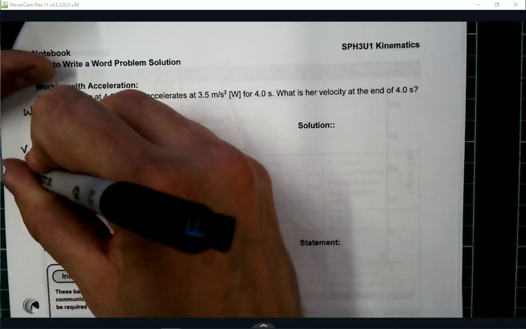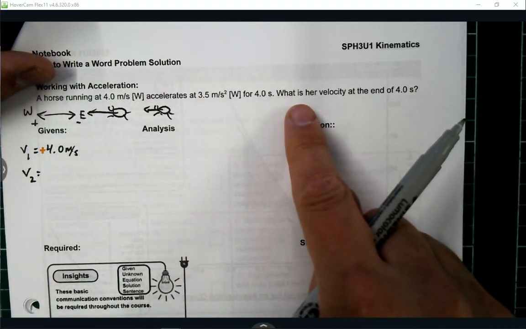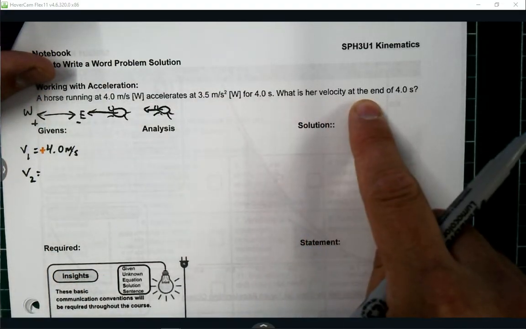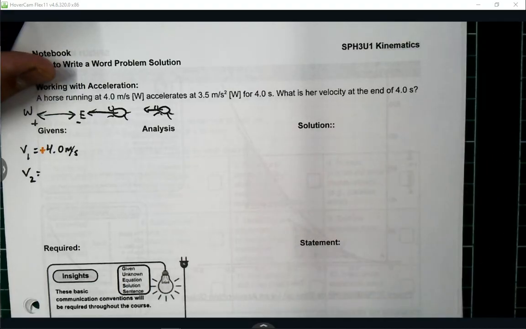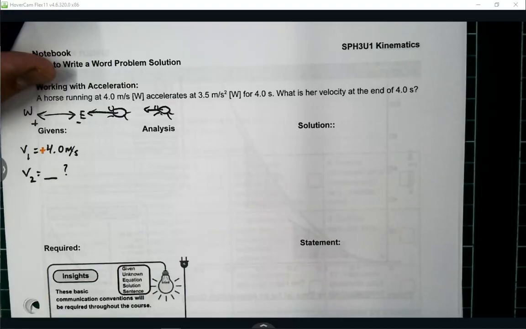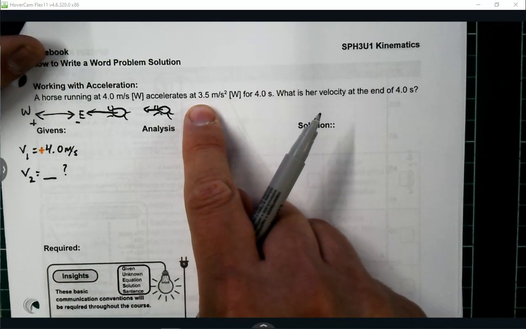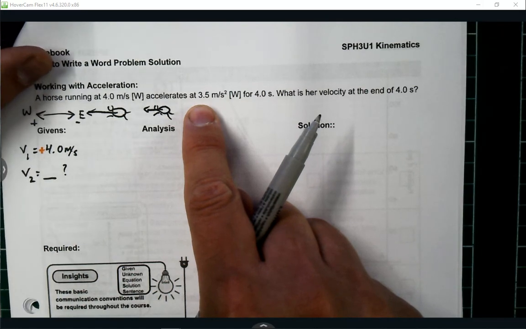I know that V2, oh shoot, that's what I want to know. That's the unknown thing. What's her velocity at the end of 4 seconds? So I'm going to skip over that. I could write a question mark for myself if I wanted to. What's this 3.5 meters per second squared? What information is that? Acceleration, yeah.